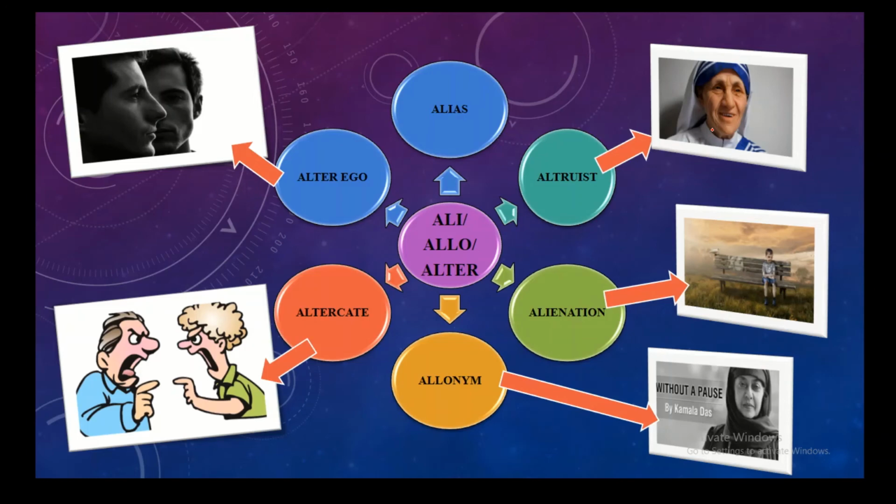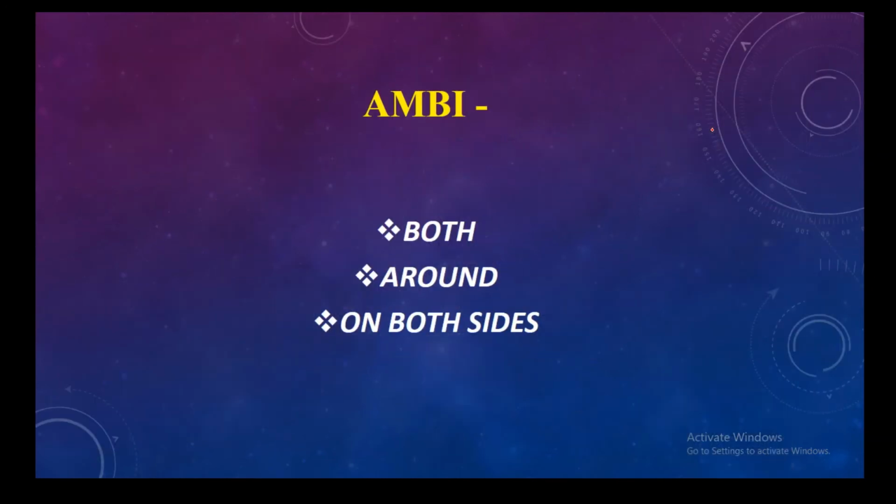Now let us move to next root word. Next is ambi. Ambi meaning both, around, on both sides. These are the meanings of ambi. Okay, let us see the examples.